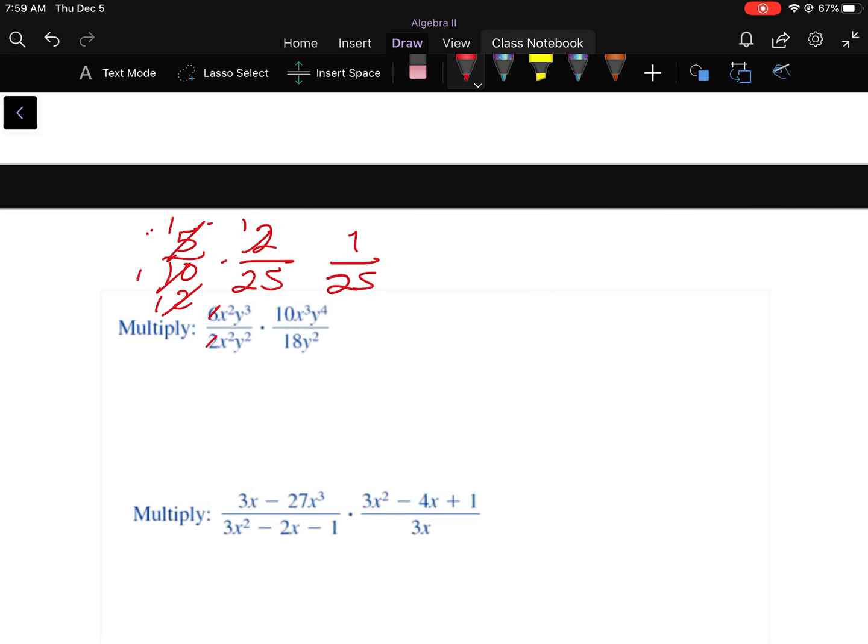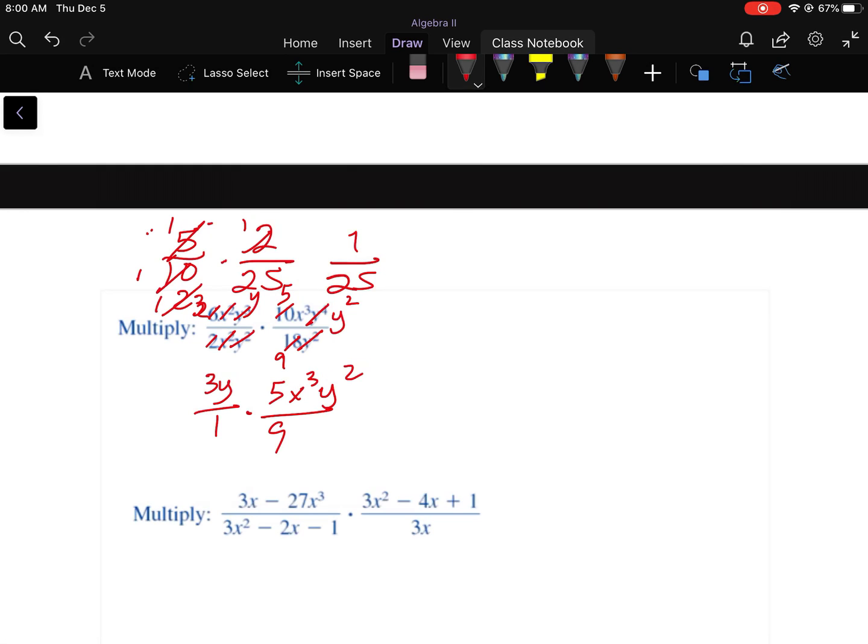So this first fraction, I'm going to reduce it as much as I can. So 6 and 2 is going to be 3. x squared divided by x squared is 1. y to the third divided by y to the second is y to the first. So on the top of this fraction, I've got 3y over 1. Okay, 10 and 18 are both divisible by 2, so 5 over 9. So I've got a 5 and a 9 left over. x to the third. And if I take y to the second from the bottom, y to the second from the top, I'm left with y to the second on the top.